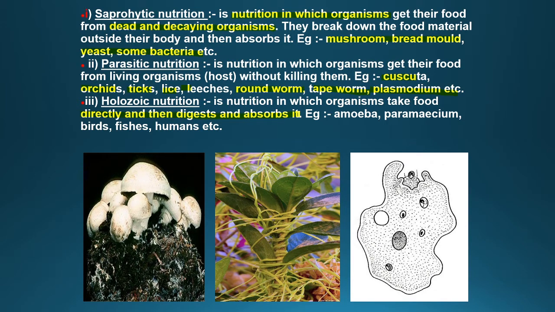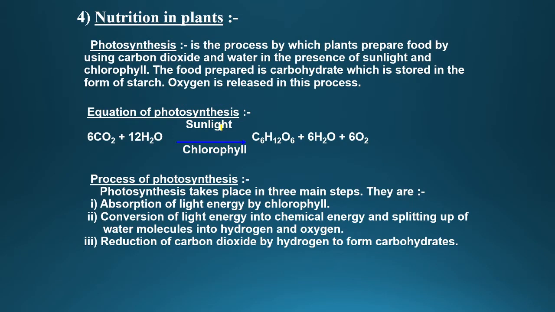So it just takes the food from the plants or anything and eats it and digests it inside its body. The examples are amoeba, paramecium, birds, fishes, and humans, and many other animals. So that was nutrition in animals.